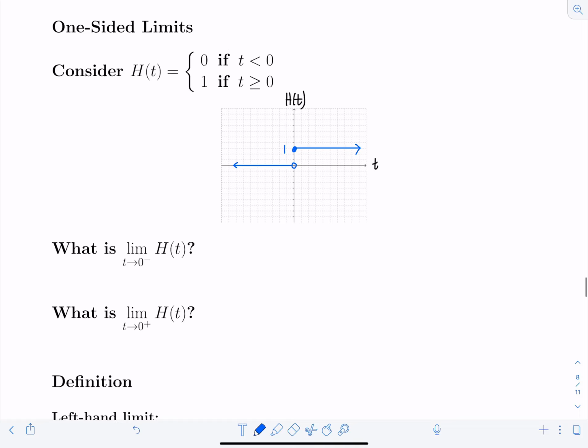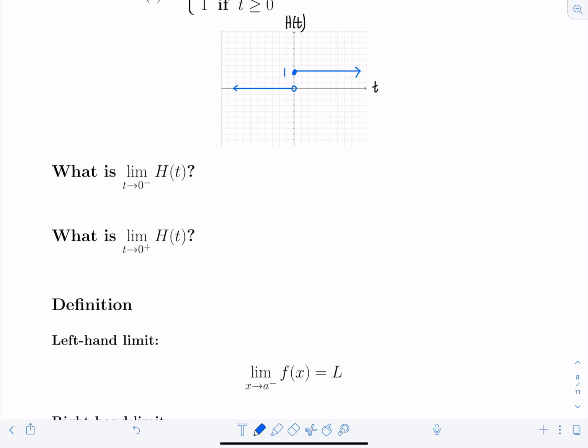Okay, so now let's investigate this a little bit. First question says, what is the limit as t approaches 0 from the left? Now, do you see this little minus sign next to the 0? What that means is we are approaching 0 from the left. So what does that mean? That means when you're walking towards 0, you're coming from the left side, this way. So as you're walking on the graph, getting closer and closer to 0, but from the left side, what is the limit or what is the y value that you're approaching?